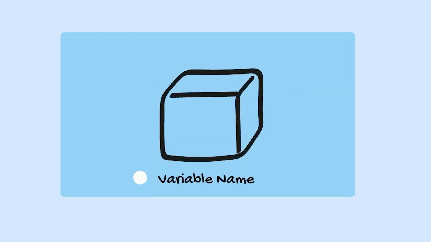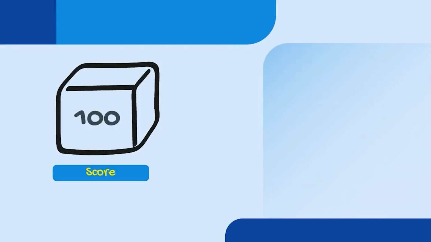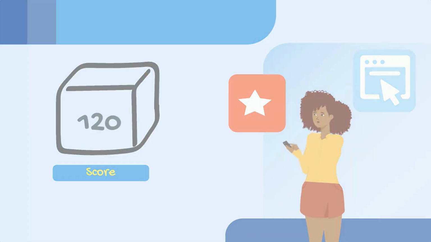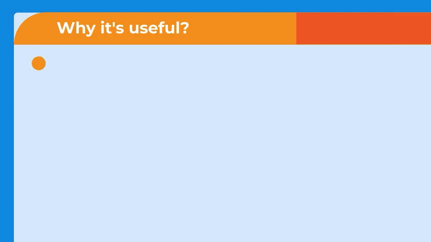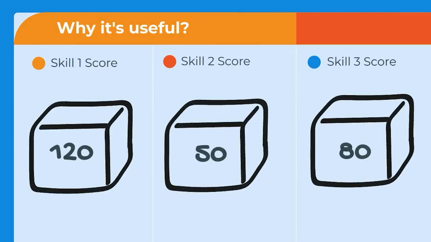Variables. Think of a variable as a labeled container where you can store data. You can name the container, put something in it like a number or some text, and then use it later. Example, you might create a variable called score and set it to 100. Later, you can use score to check how the learner is doing or increase it when something good happens. Why it's useful. Variables help you store and reuse information throughout your script.